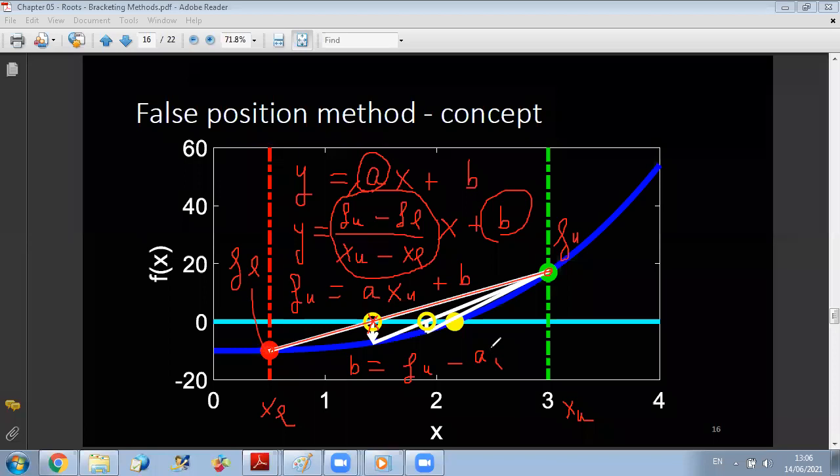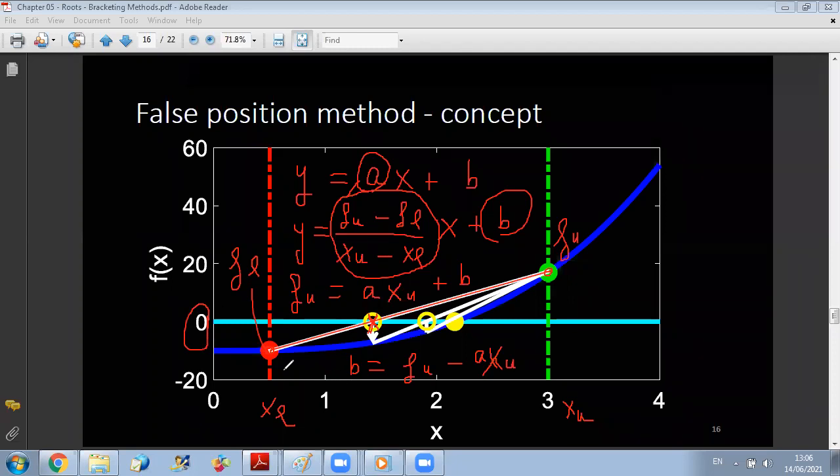So now I found exactly what is the equation of this line. And to find xr, the root, what is the method? To find the root, I should find the intersection of this line with the x-axis. This corresponds to y equal to what? To y equal to 0.